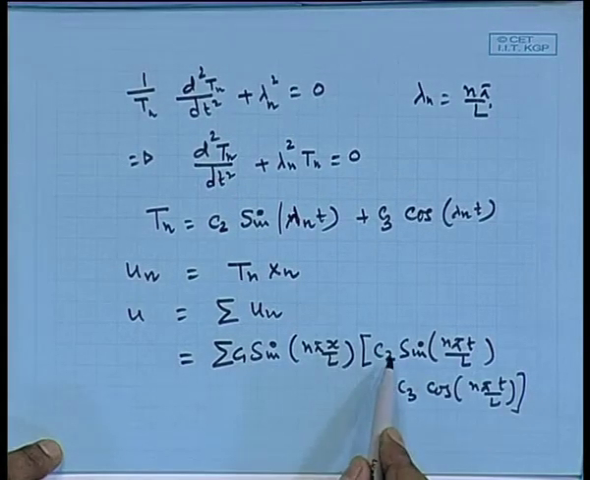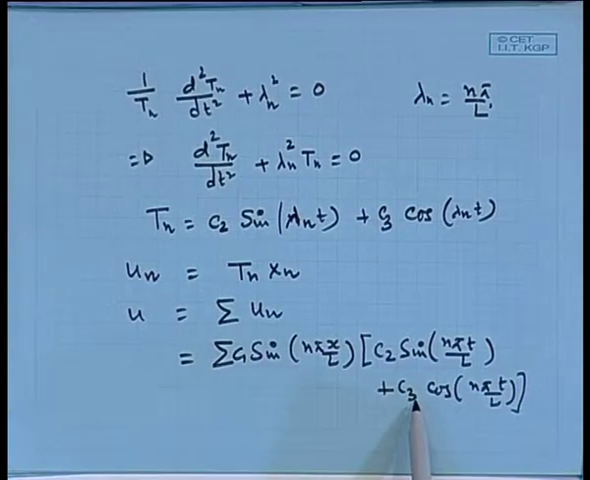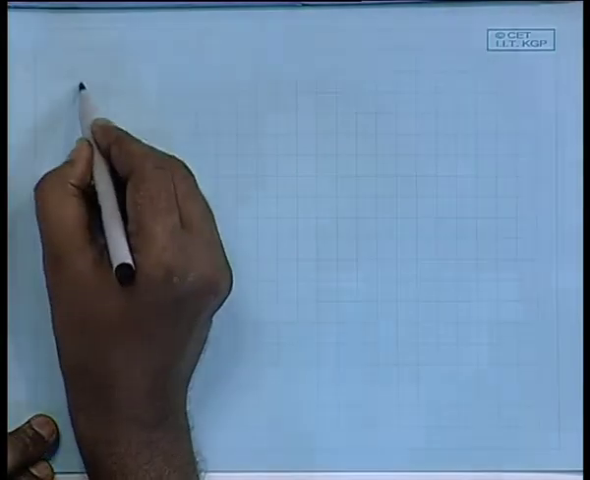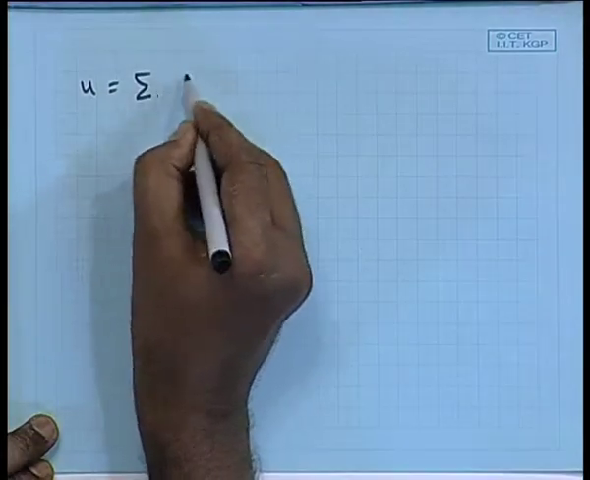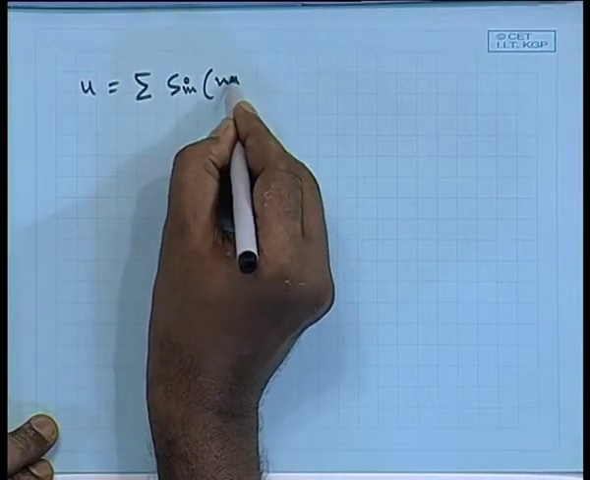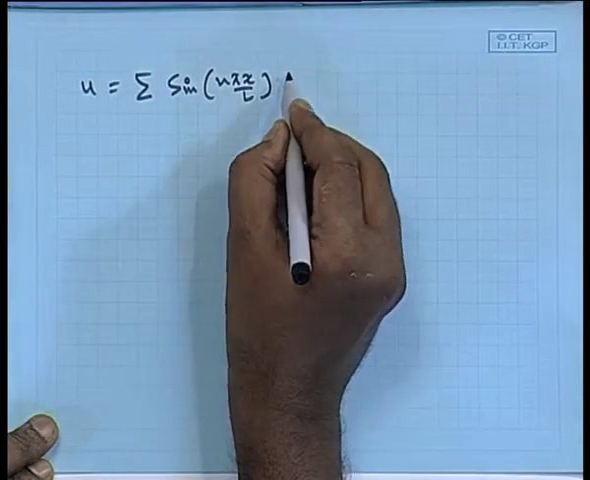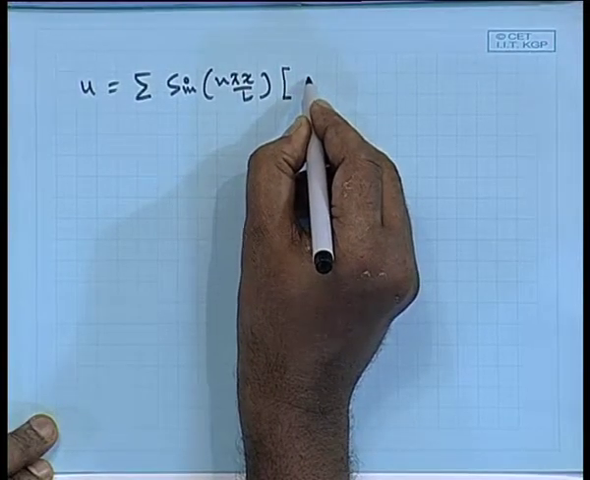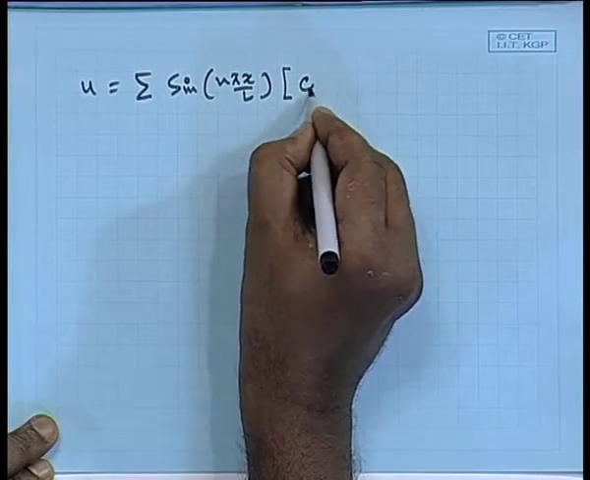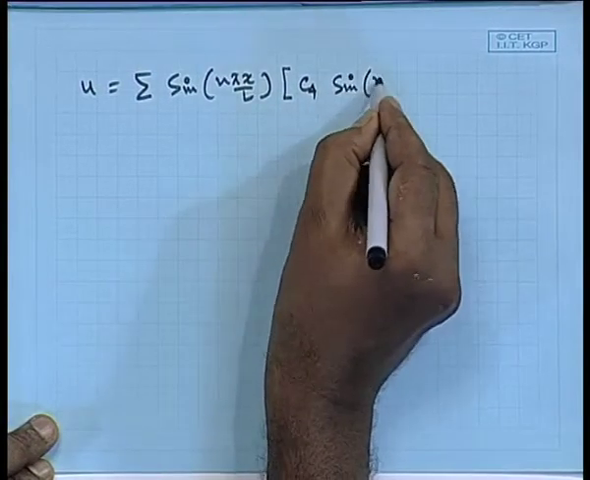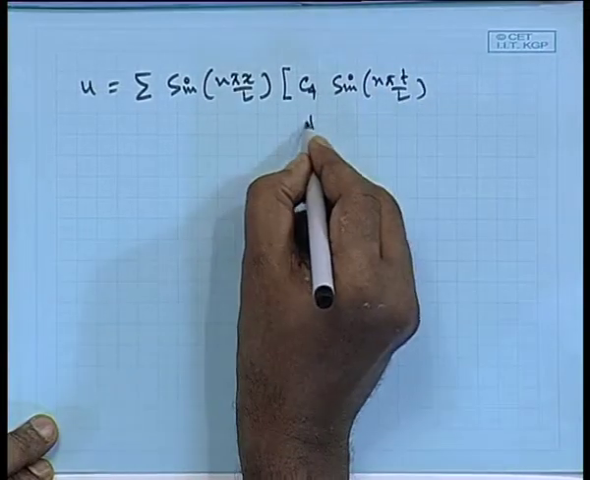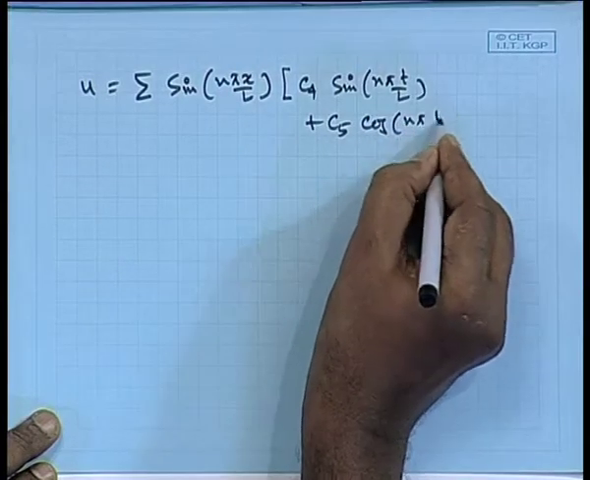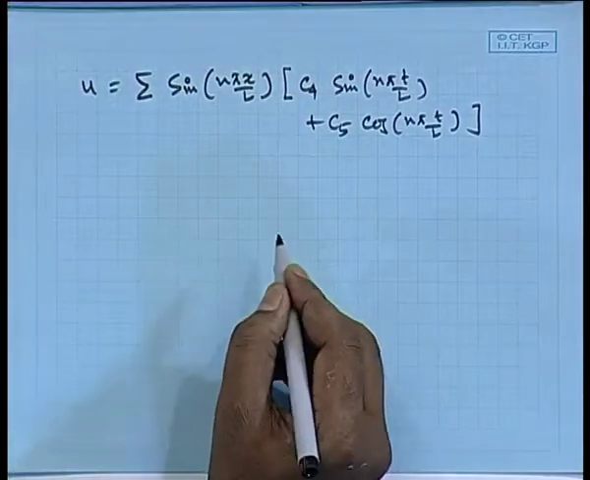Now, C 1 will be multiplied with C 2 giving a new constant, and C 1 will be multiplied with C 3 giving a new constant. So, finally, you will be getting u is equal to the summation of sin n pi x by L times C 2 times C 1, let us say this is C 4, sin n pi t by L, plus C 1 times C 3, let us say C 5, cosine n pi t by L. Okay.